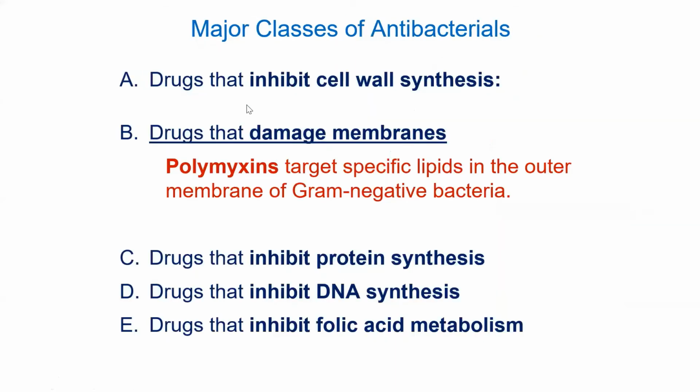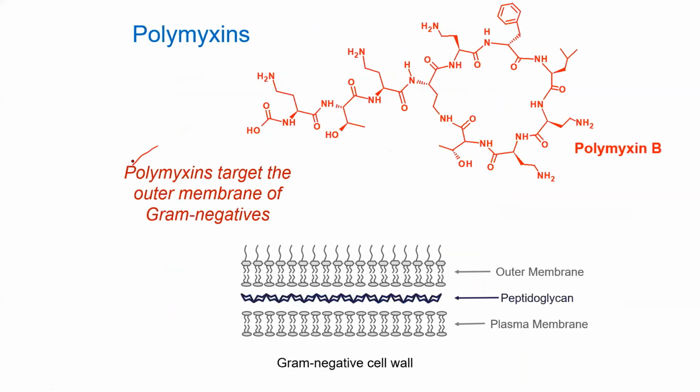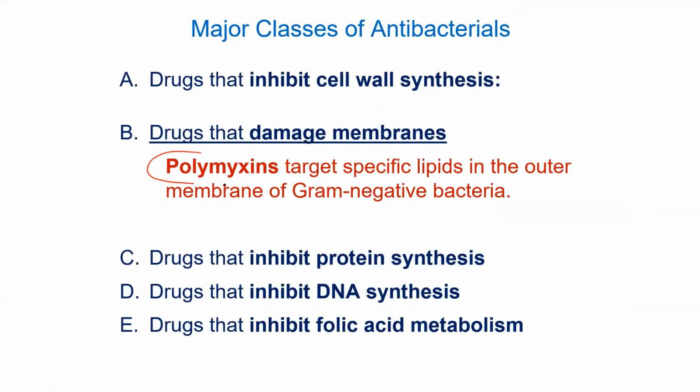Okay, let's talk about drugs that damage membranes. So there's a few of these. I just want to talk about one group of these drugs, the polymyxins. There's a few of these polymyxins. If you remember that gram negatives have a unique outer membrane, that's what polymyxins target. So again, we've got some sort of structure that is unique to the bacteria and not found in the human cells. So this is great.